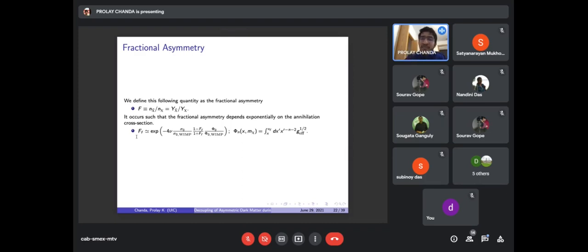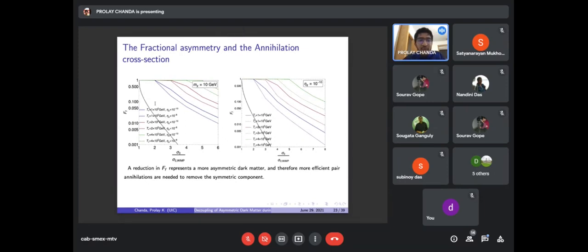So when I have higher fractional asymmetry, that means I have a smaller number of anti-dark matter particles for a certain number of dark matter particles. So the annihilations have to be more effective to produce the relic density observed today. This can be understood from this plot: if I take higher and higher fractional asymmetry, I have to increase the cross section so that there are enough annihilations and the symmetric part is washed away.